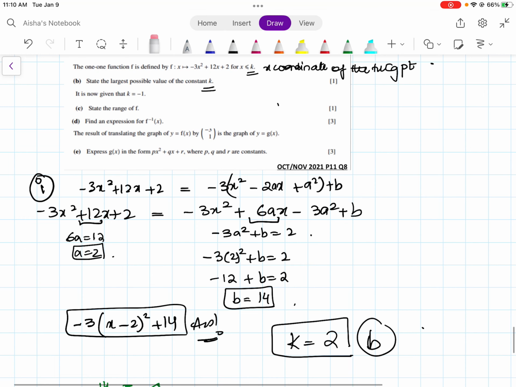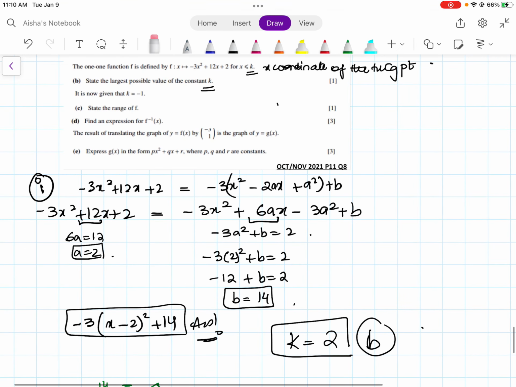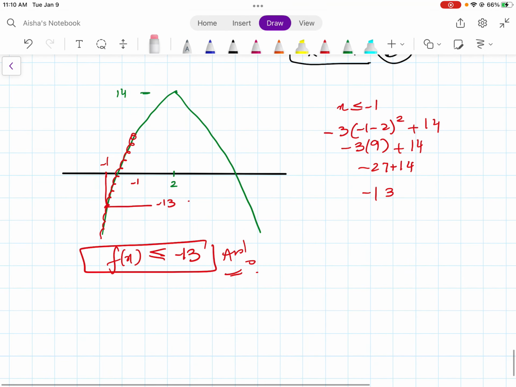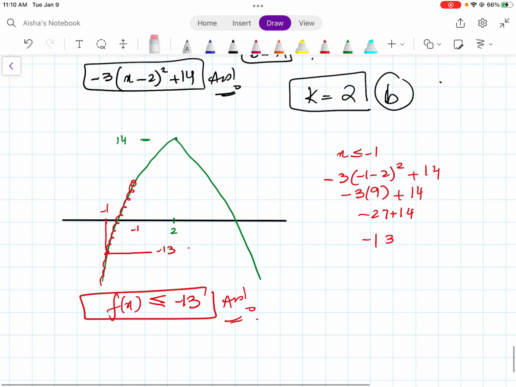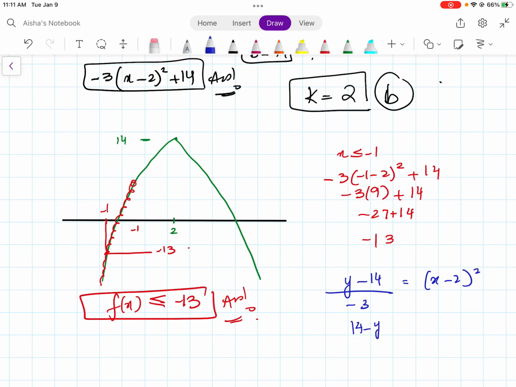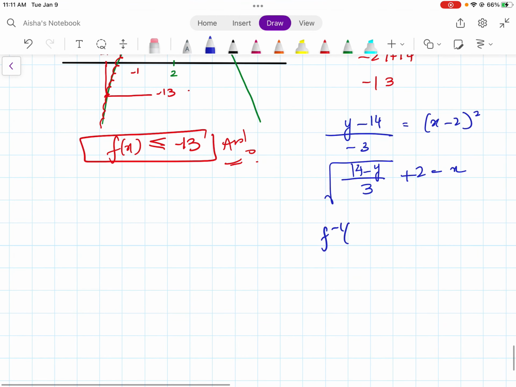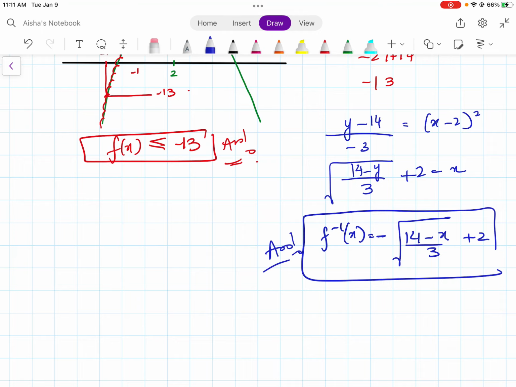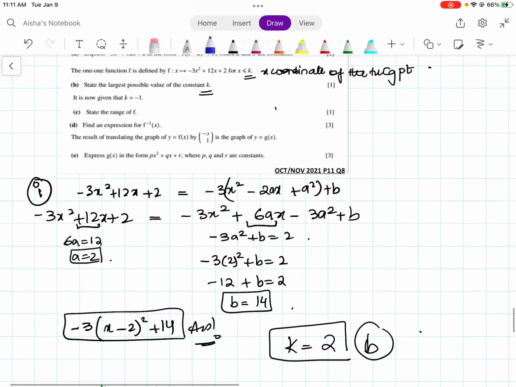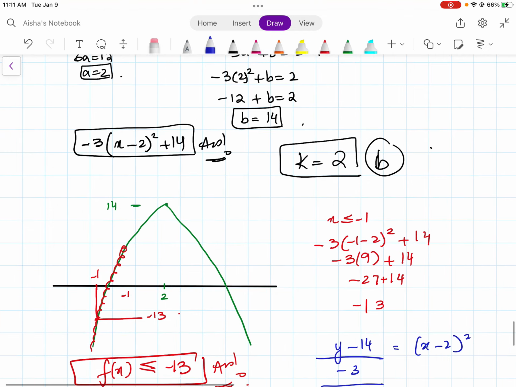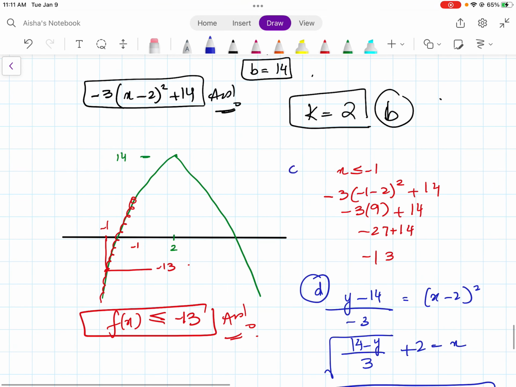Okay, now next is find an expression for f inverse x. Now this is the less than domain, so we will write a minus sign. Okay, y minus 14 divided by minus 3. Now f inverse x is equals to this. This is the answer for the D part. This is C part.